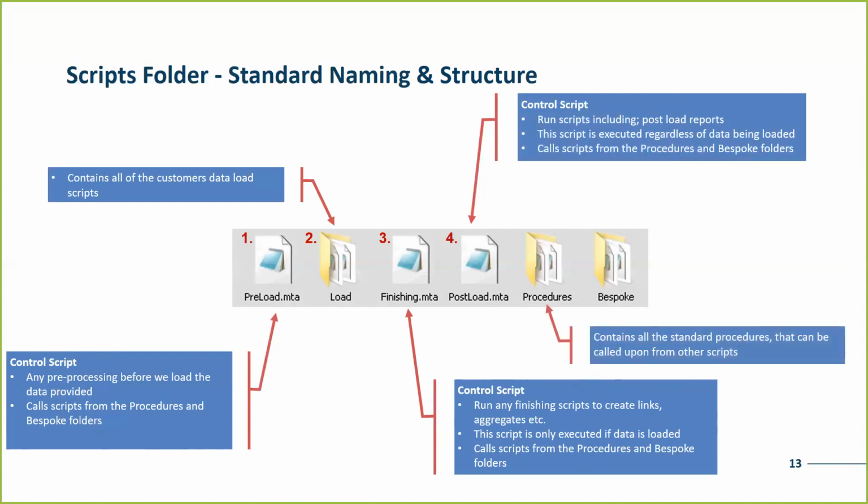So as I mentioned, procedures contains all the standard procedures. This is reusable code that we use, and we would just pass parameters into these scripts. These are things that we typically would do quite often with projects, so we've got procedures to deal with it. The bespoke folder will contain scripts specifically designed for that project or client, things like repository links, for example.